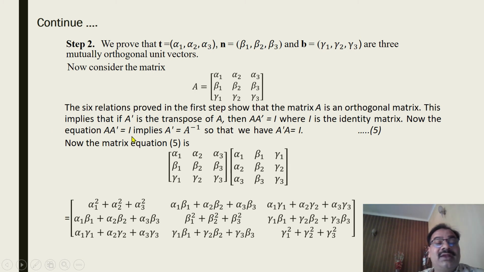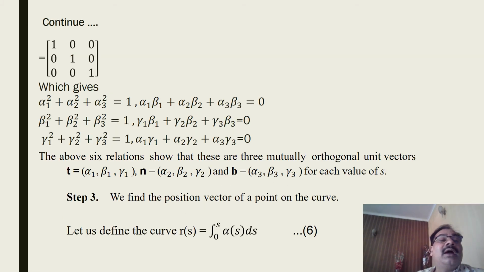Now the equation A A dash is equal to I implies A dash is equal to A inverse, so that we have A dash dot A is equal to I. This is a well known relation in matrix algebra. Now the matrix equation 5 may be written as this. This is the multiplication of matrices, and after multiplication we will get this expression. Just to check it, multiply and check it. And now continue, this is equal to identity matrix 1 0 0.